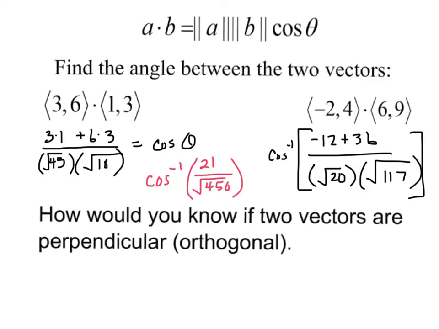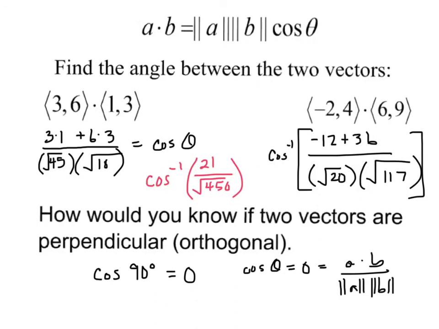So how would you know using the dot product if two vectors are perpendicular, or many times it's referred to as orthogonal? Well, the cosine of 90 degrees is 0. We know that. So what would need to happen here is we'd need the cosine of theta to be 0, which means that a dot b over the magnitudes would need to be 0. Well, the magnitudes better not be 0. The magnitudes can't be 0. So what would need to be true is that a dot b would need to be 0.